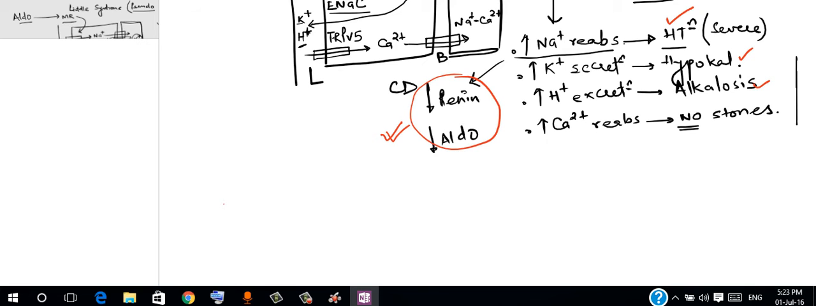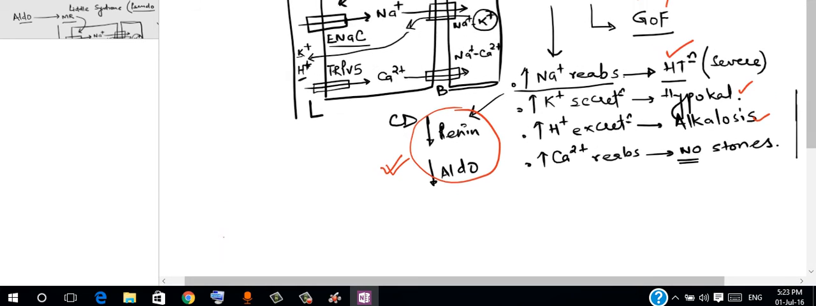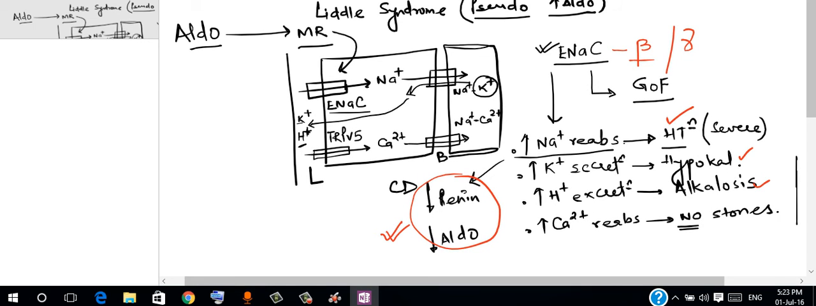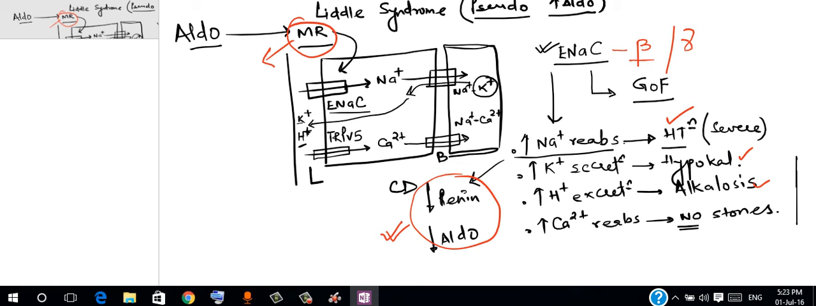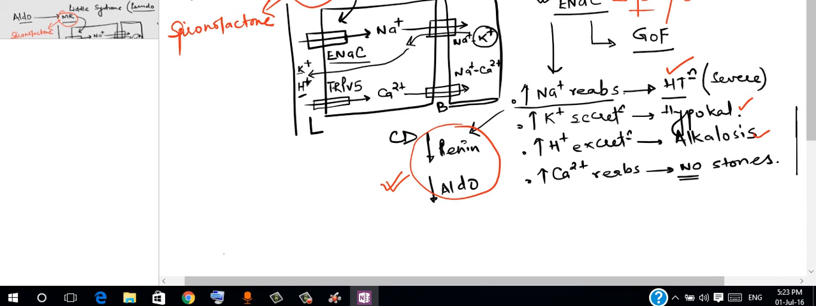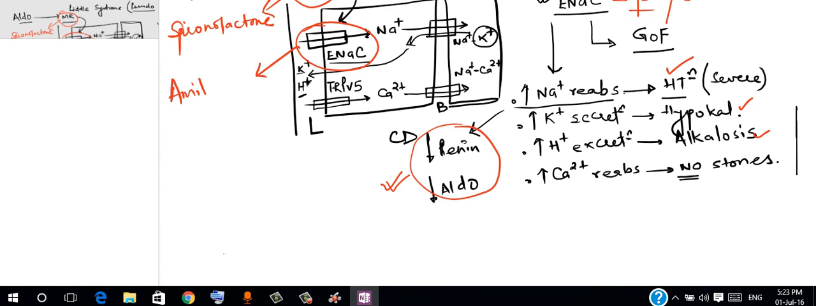Now for the treatment part, it's quite easy to understand that we have two types of drugs available with us. One that blocks the mineralocorticoid receptor, that drug is spironolactone. And the other drug is one that blocks the epithelial sodium channel. So they are amiloride and triamterene.